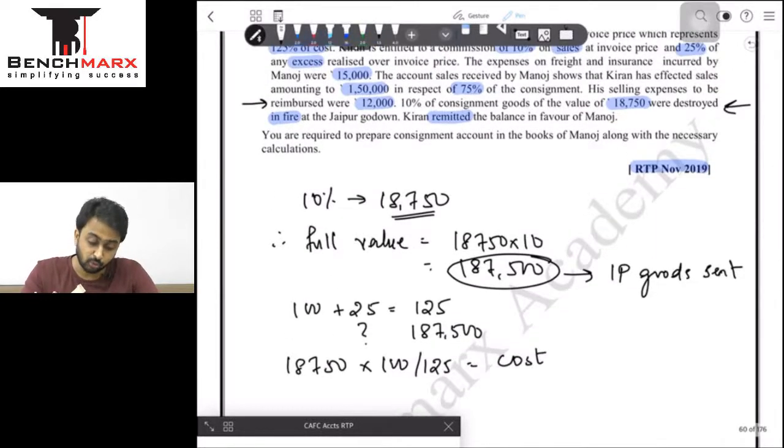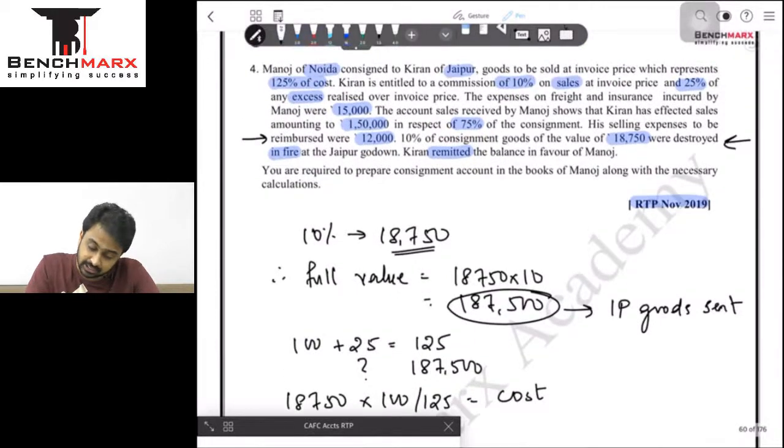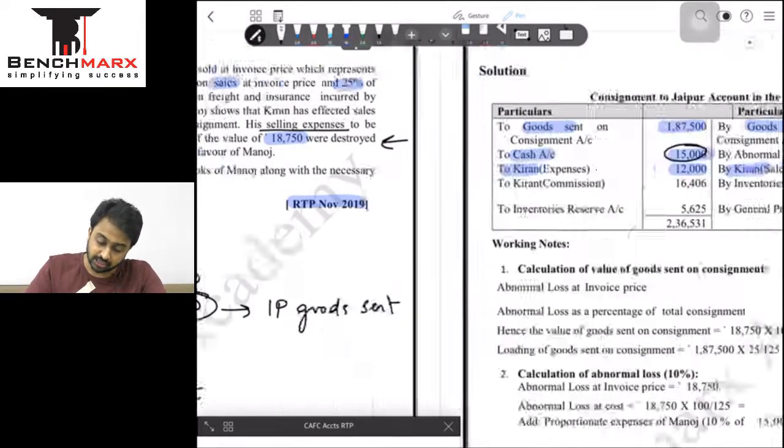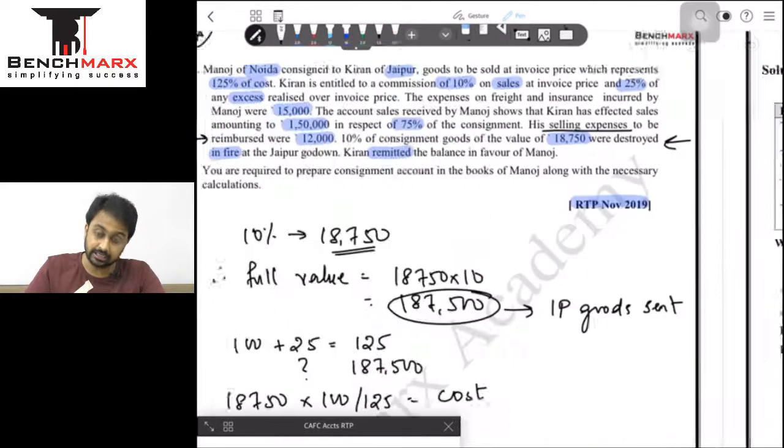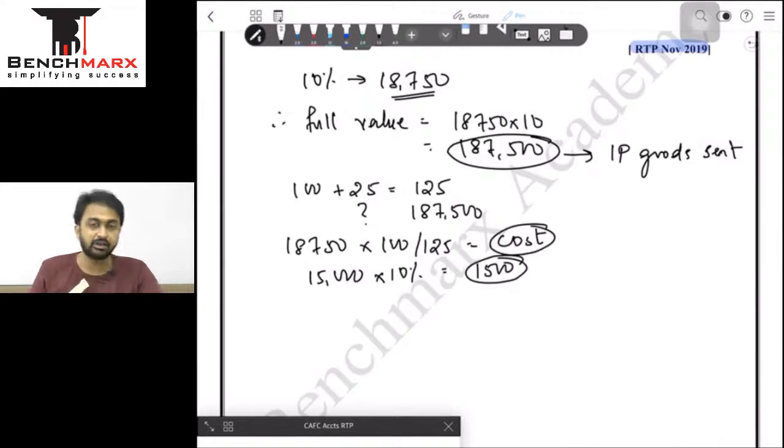And now I will take proportional expenses up to the point the goods reach the godown, or the place of loss. So I will take the proportionate expenses of 15,000. Kiran's expenses are selling expenses. I will not take any selling expense in this valuation, so I'll only take the proportionate expense of the consignor. So 10% of 15,000, because 10% of the value has been destroyed. This amount and this amount I will add to get the value of the abnormal loss.